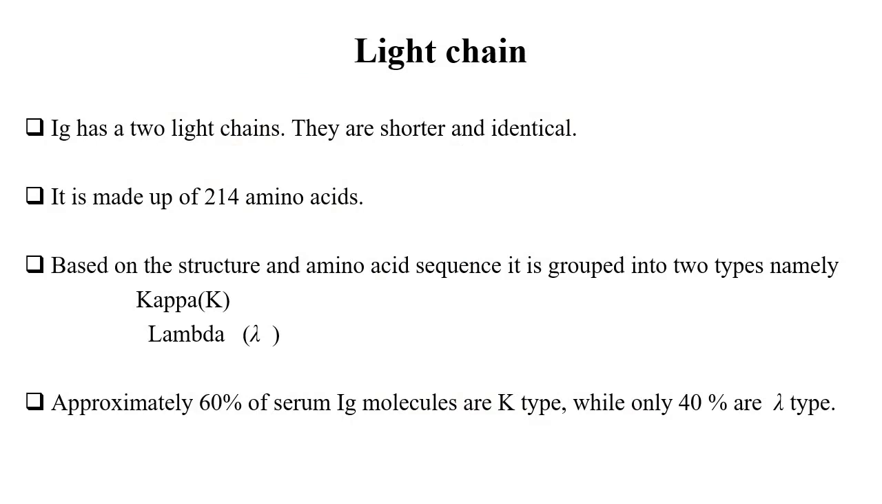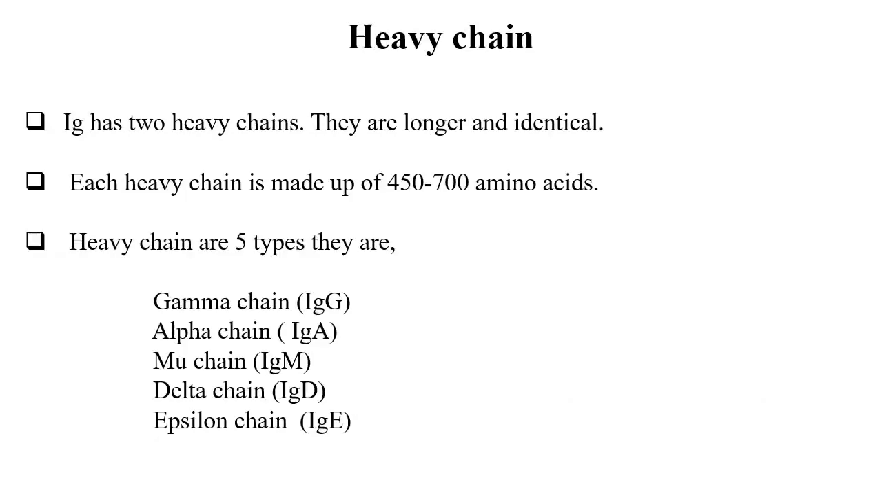Antibody has two light chains. They are shorter and identical. It is made up of 214 amino acids. Based on the structure of the amino acid sequence, it is grouped into two types, namely kappa and lambda. Approximately 60% of serum immunoglobulin molecules are kappa type, while only 40% are lambda type.